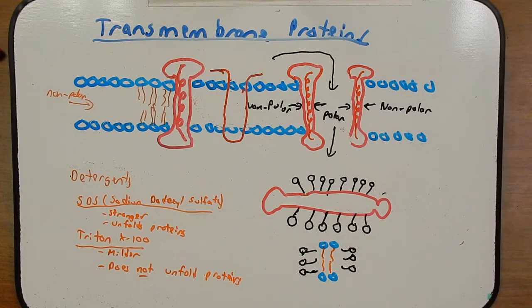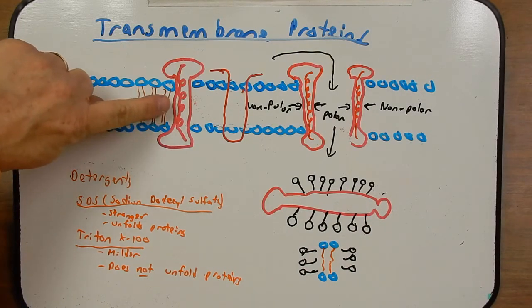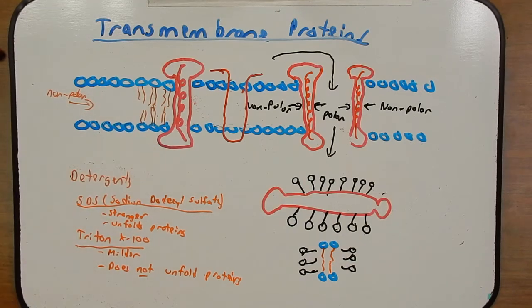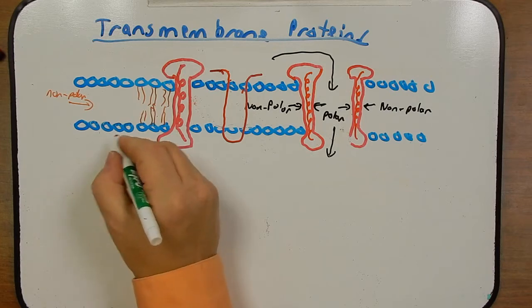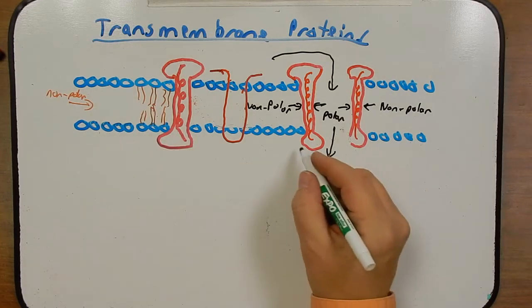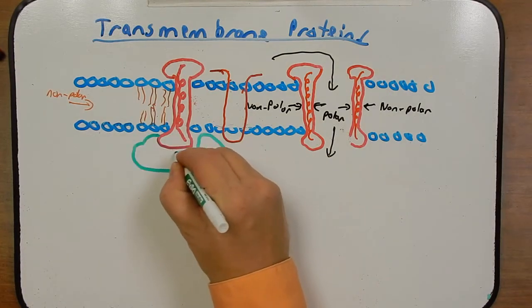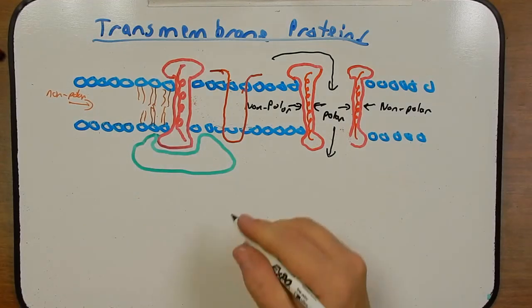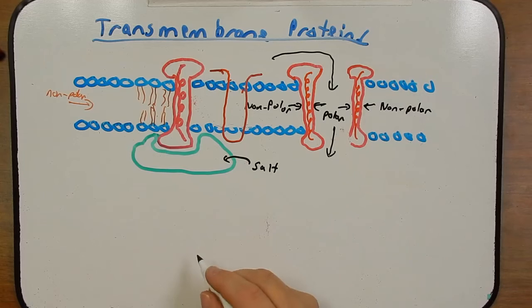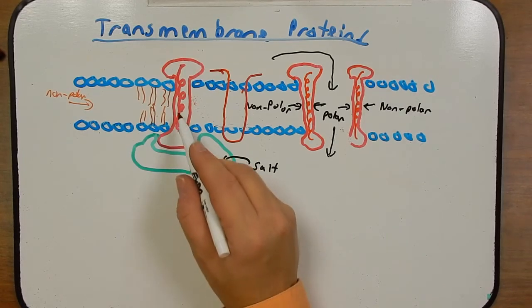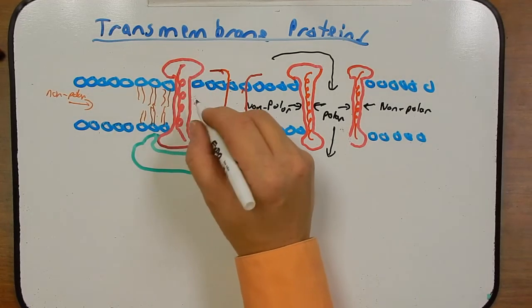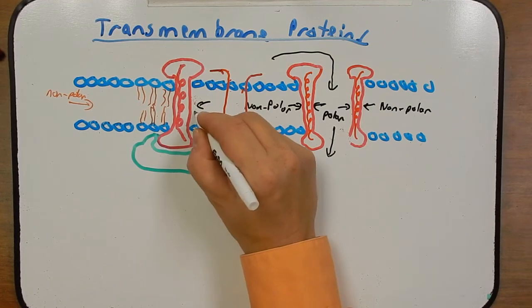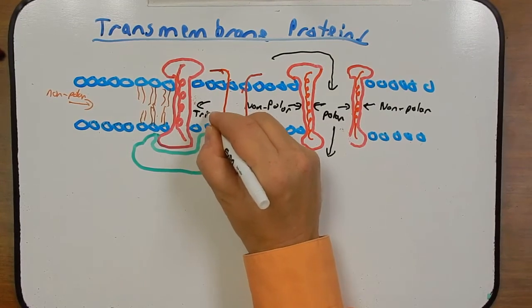Okay, now I want to address, how do we know this is a transmembrane protein and not a peripherally attached membrane protein? And to do this, I'm going to draw a peripherally attached protein attached to this here. And we're going to take advantage of the fact that we know that salt will release the peripherally attached protein. And to remove the transmembrane protein, we'll need a detergent like Triton X.